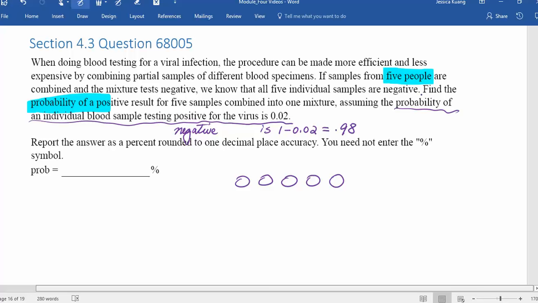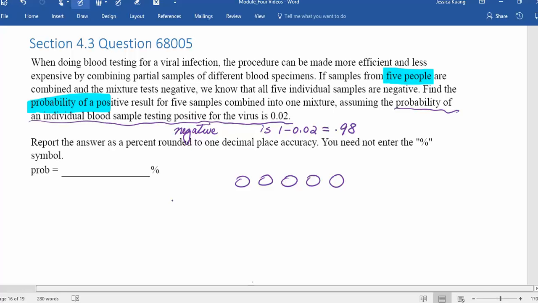So we want to find the probability of a positive result, but then we have to consider many different scenarios. We could have this person has a positive result so the entire test will be positive, or this person is infected, so the entire mixture tests positive. Or we have those 2 people, so we have to consider so many different scenarios, and that's just going to be a very long calculation. However, alternatively, we could use the idea of complement.